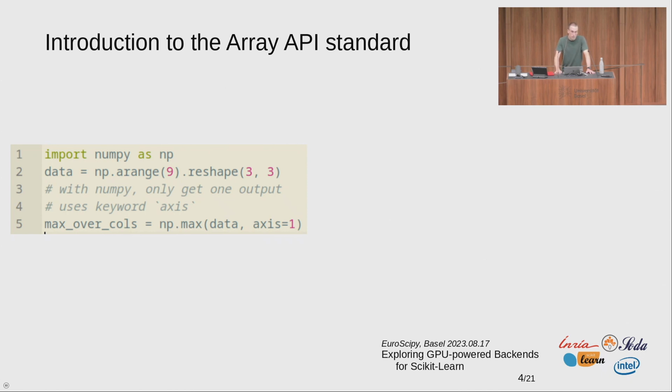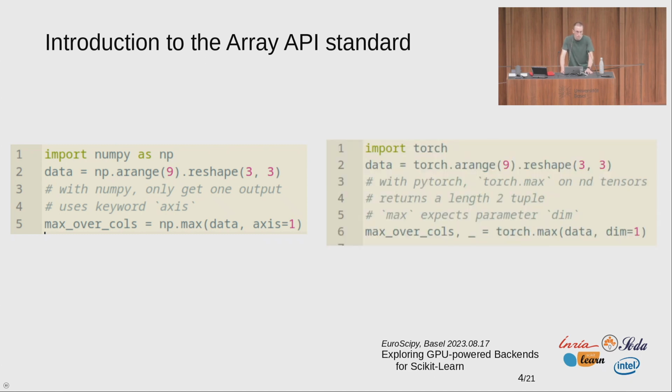Let's start with a simple example. With NumPy, we import NumPy, just create some two-dimensional data, and we just take the maximum over the column. That's something pretty standard. And now, let's say we have heard there is another array library, let's say PyTorch, we want to try it for performance reasons. We do the same thing. We create some two-dimensional data, and we take the maximum over column. So the two code snippets do the same thing. Just the compute backend is different. One uses NumPy, the other uses Torch.